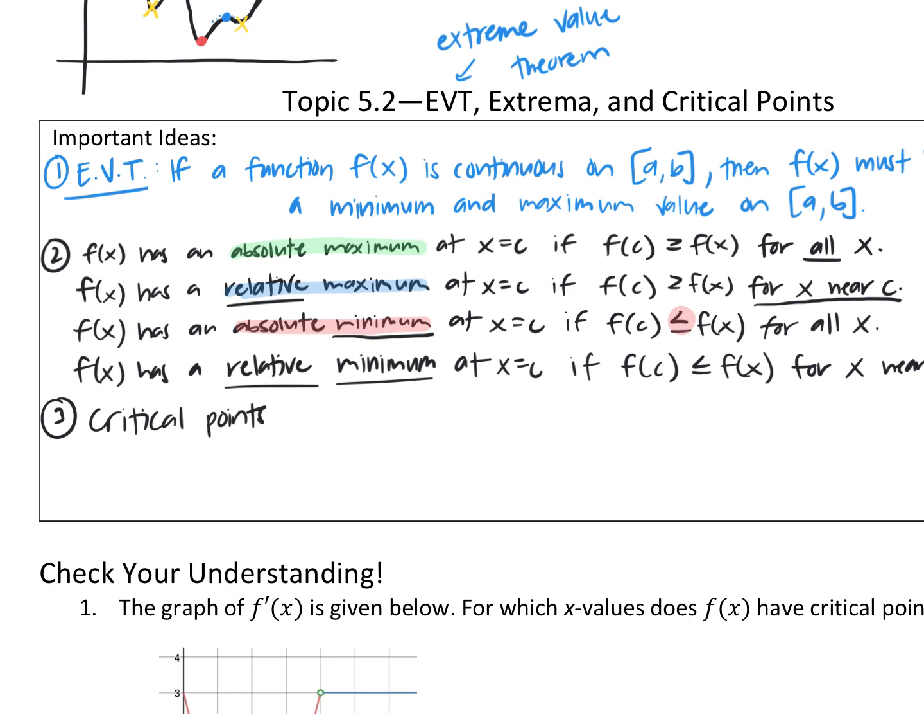So we can find critical points when my slope is equal to 0, or when the derivative is equal to 0. So critical points are points where the derivative is 0 or undefined.